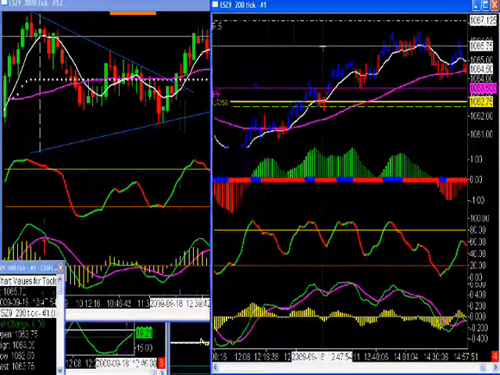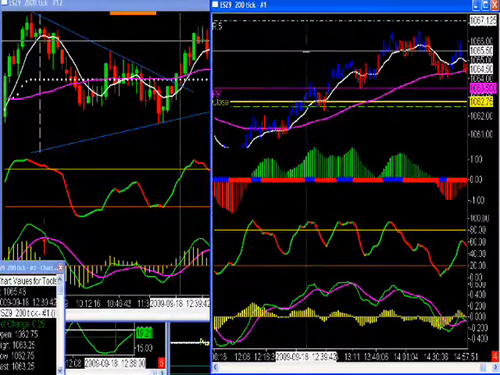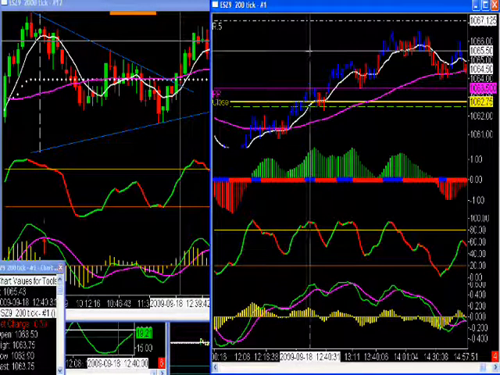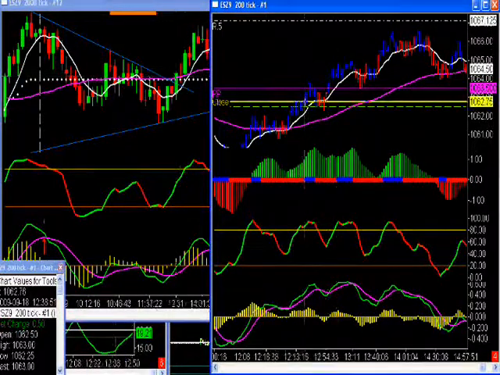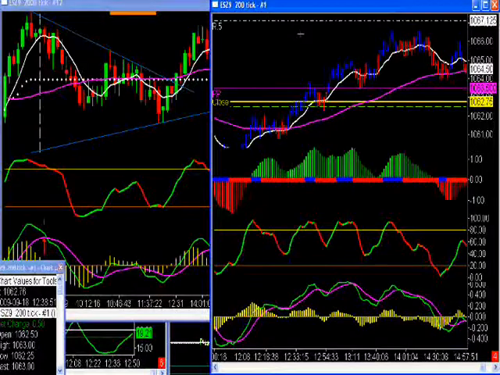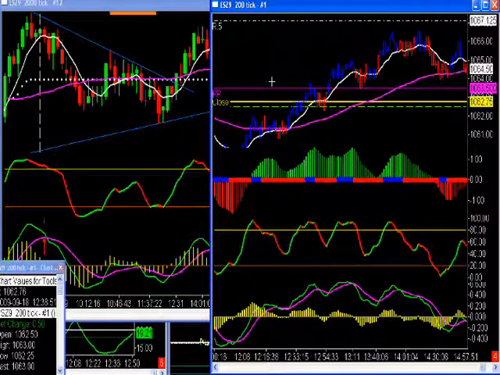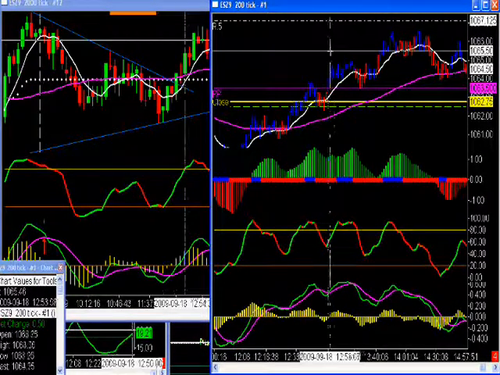The other thing was that you did actually have a squeeze firing off here, right here on this bar, but you wouldn't have taken it because the trend indicator was very low. So for me, I want it to be over 20 when I'm taking a squeeze. I don't require that for a trend line break, but I require it when I take a squeeze.